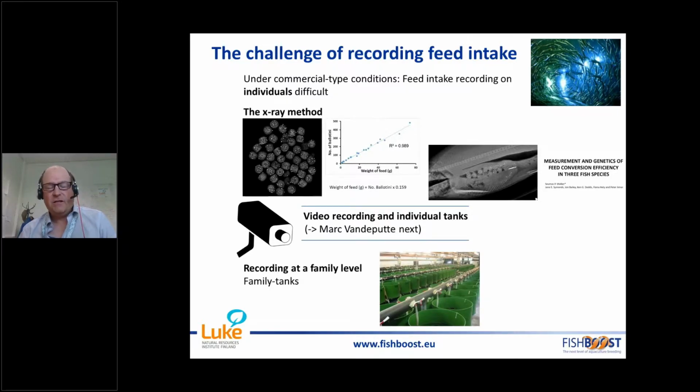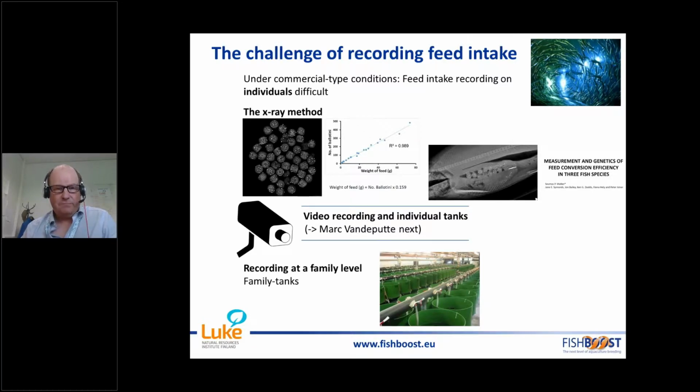This slide summarizes the methods which can be used and have been used. They have their strengths and weaknesses. One method that originates already from the 80s is the X-ray method. It's possible to make feed pellets which have glass beads inside, which are visible in X-ray. You feed this sort of experimental feed to the fish and you X-ray the fish, and you will see from the X-rays how much feed the fish were eating.